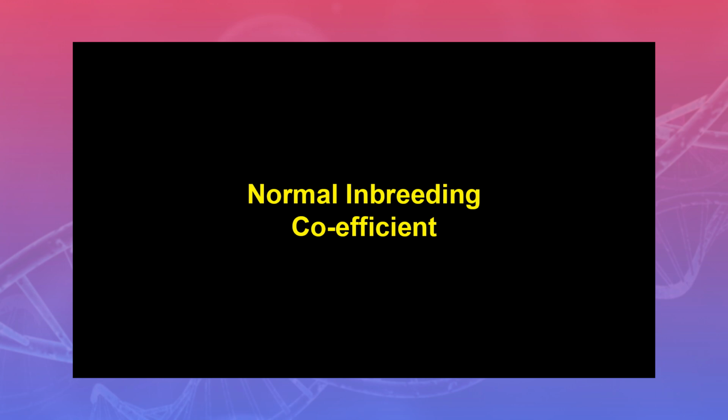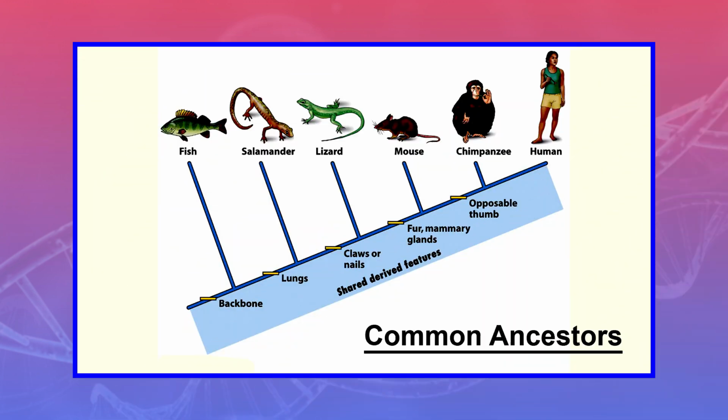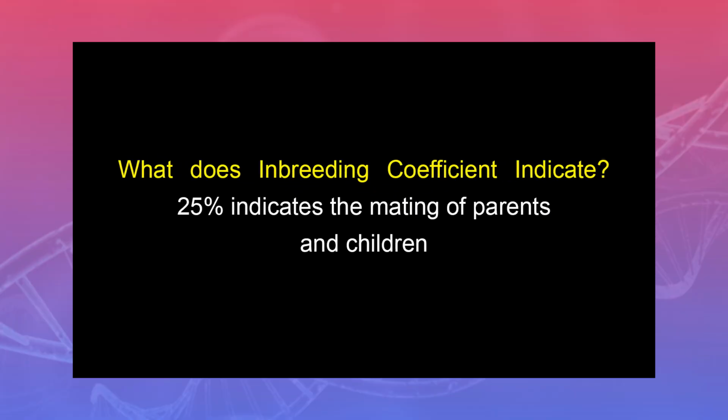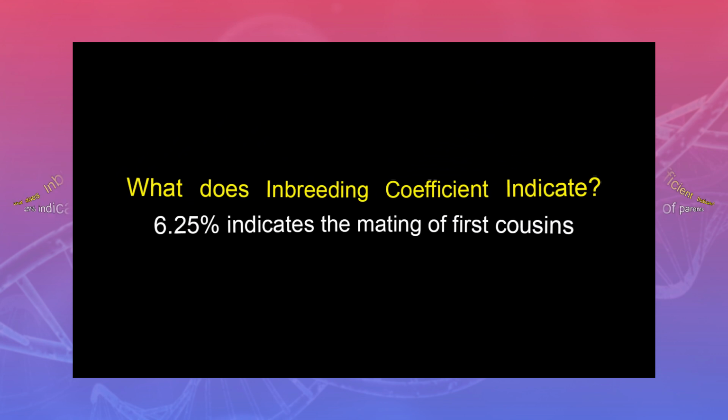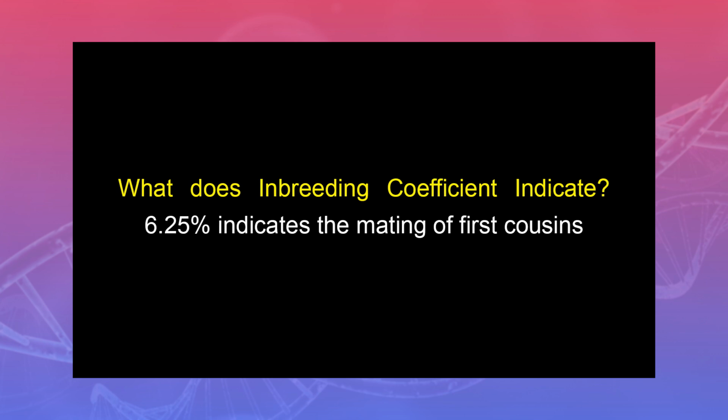Dear students, let's now discuss the normal inbreeding coefficient. When learning how to calculate the inbreeding coefficient, the lower the inbreeding coefficient, the lower the co-ancestry or shared genes. A value lower than 5% is desirable. An inbreeding coefficient of 25% indicates the mating of parents and children, while an inbreeding coefficient of 6.25% indicates the mating of first cousins.